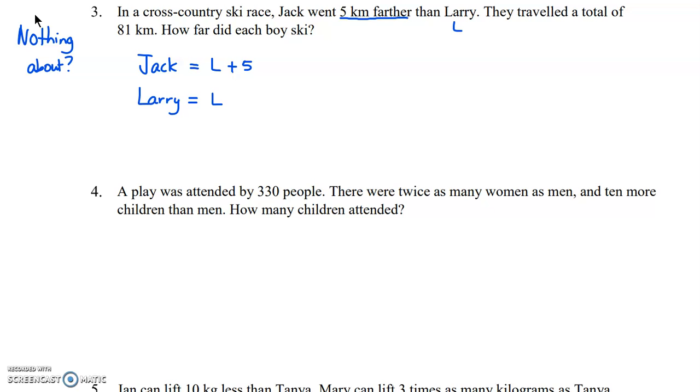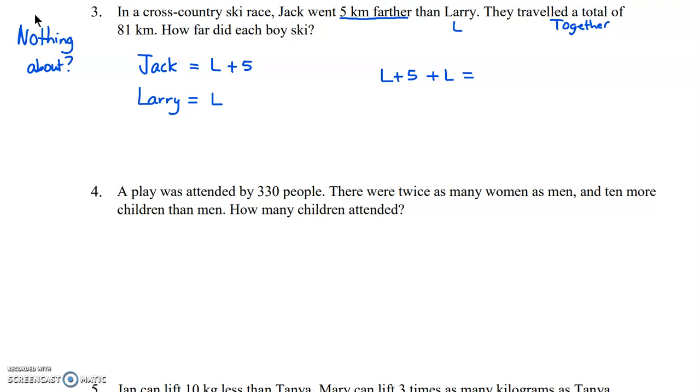They traveled a total of 81 kilometers. So together, if we put them both together, we're going to get to 81. So let's do that. Jack is L plus 5, and Larry is L.